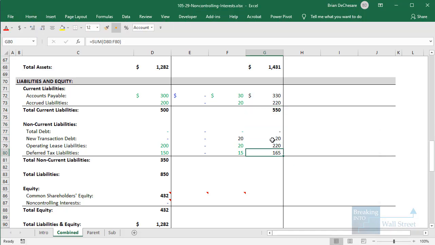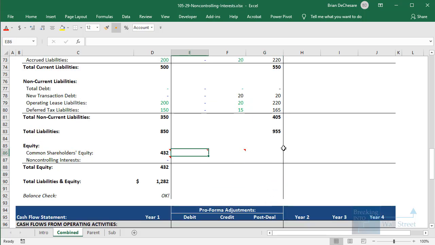And then we'll get all these and we have that. For total liabilities, we'll just add up total current plus total non-current liabilities. And then under equity, nothing is going to be reduced with the common shareholders' equity. Same with non-controlling interest, so I'll just enter zeros for both of these. For the non-controlling interest, we have to create the new line item here right now.